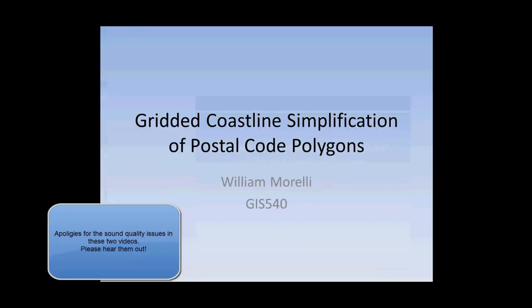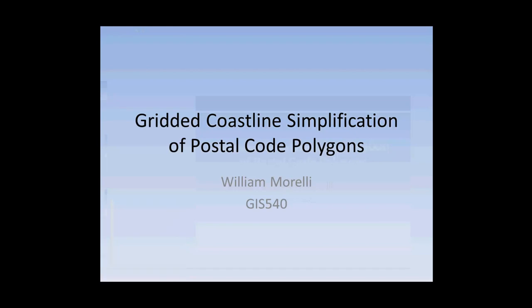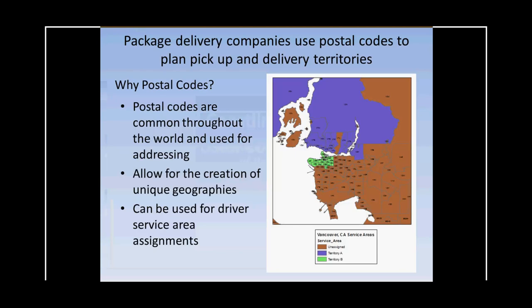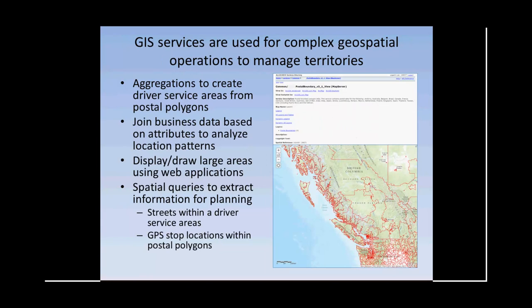Hello, my name is Bill Morelli. I'm here to talk about the gridded coastline simplification of postal polygons for my GIS540 final project. I work for a package delivery company. I'm an engineer, and we use postal codes a lot in this business to plan for pickup and delivery territories. They are used because they're common throughout the world. They allow for unique creations of geographies, and service areas can be assigned based upon these that link back to the addresses. So GIS services are used for complex geospatial operations to manage these service areas.